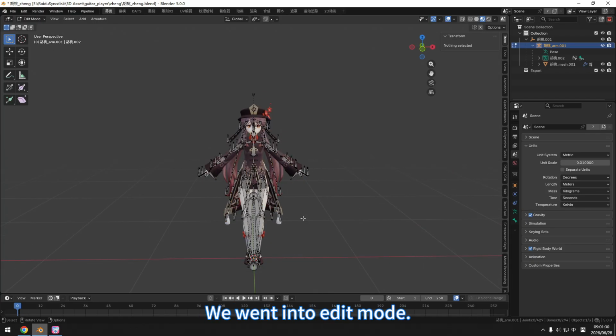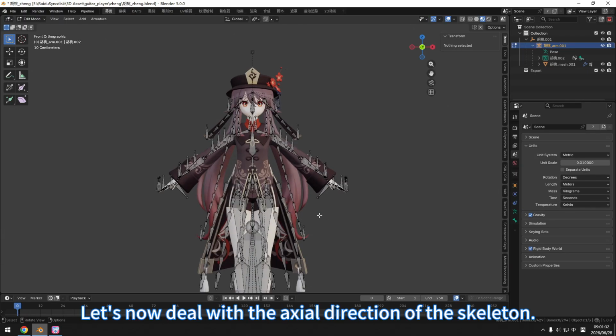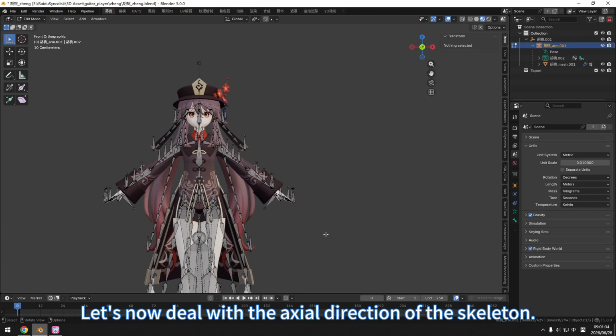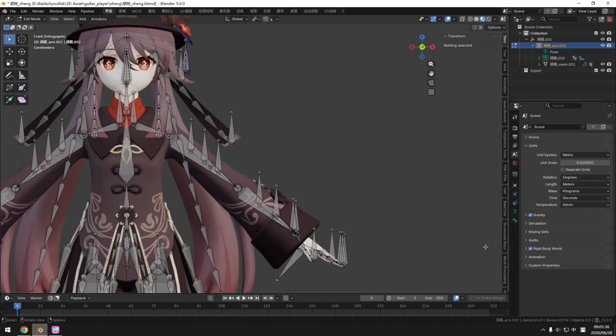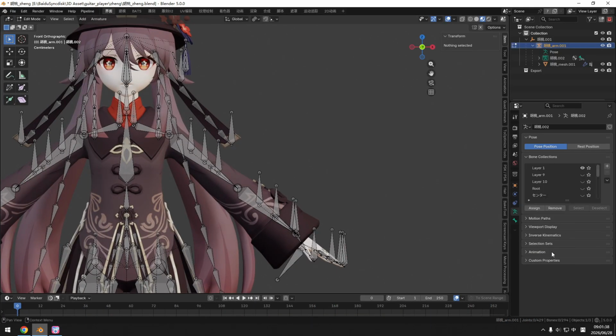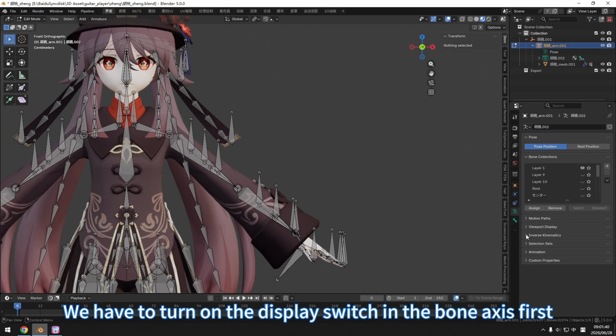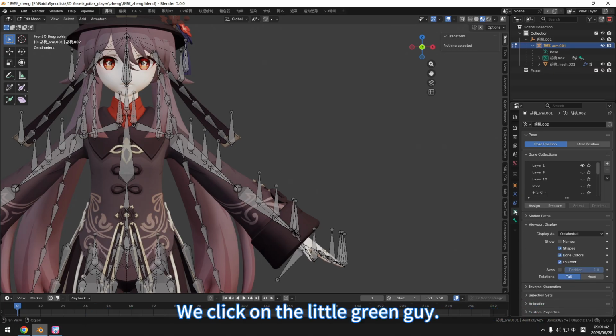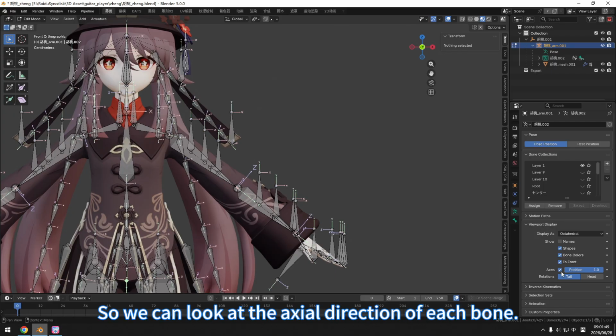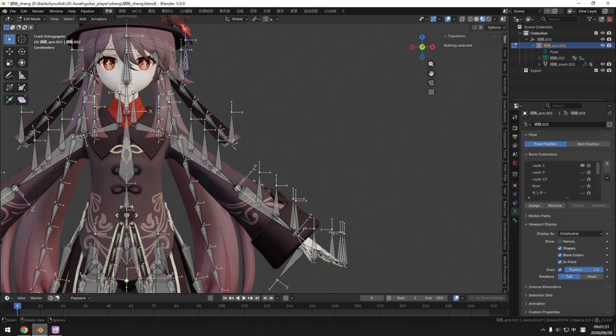What's next? We went into edit mode. Let's now deal with the axial direction of the skeleton. We have to turn on the display switch in the bone axis first. We click on the little green guy, then in viewport display here, we click on this axis option, so we can look at the axial direction of each bone.